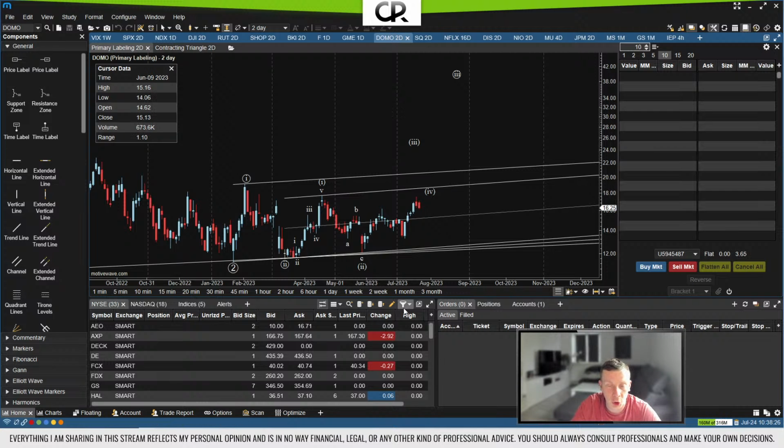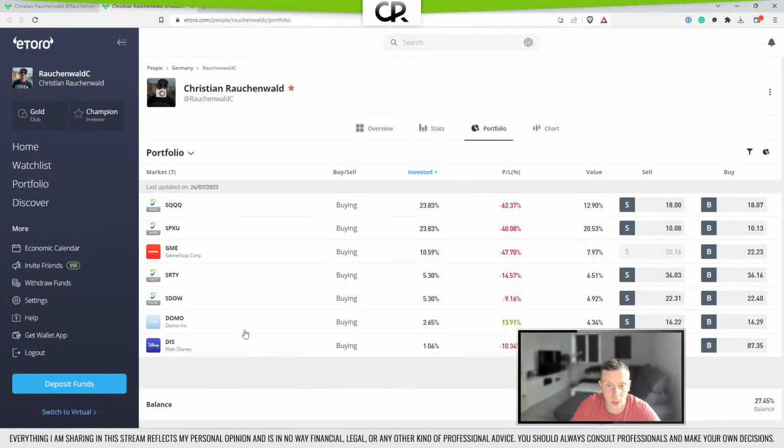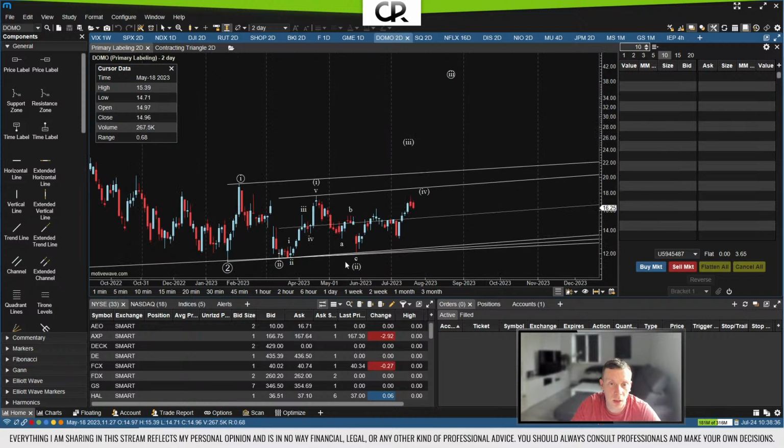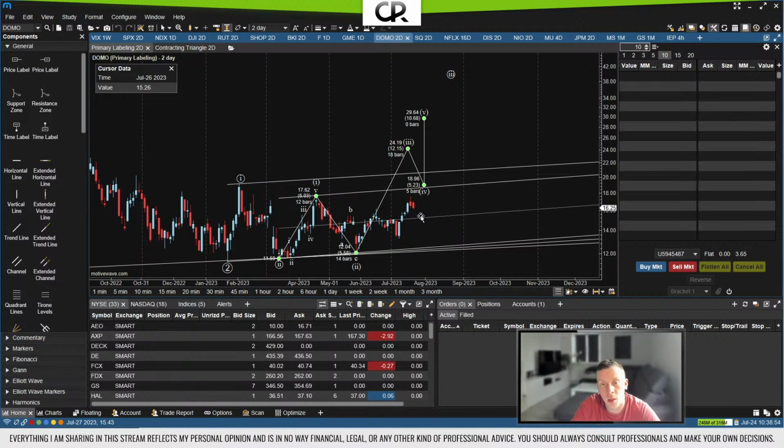And in Domo, actually, so Domo, we have right now 13.91% profit. And we were saying, so we have the primary labeling where we would assume, okay, we are in a third wave of a third wave of a third wave, where this here would be another 1, 2, and with wave 3 currently in progress. So where this is 1, 2, 1, 2 in progress. So we might have a little bit of downside here, and then finish wave 3 here.